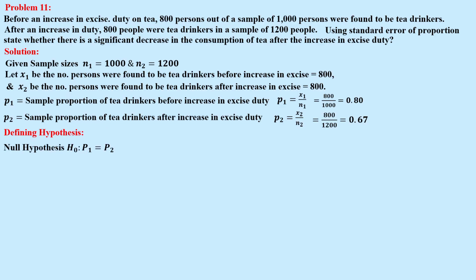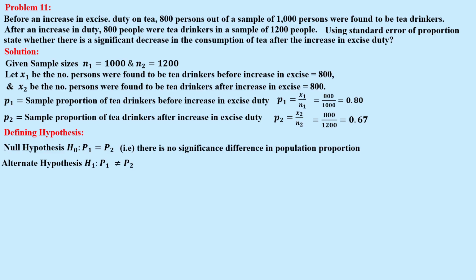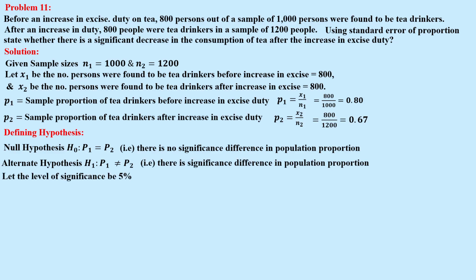So defining hypothesis, null hypothesis, there is no significant difference between before increase and after increase of excise duty. So tea drinkers are always the same, there is no significant difference. Then H1 is, there is a difference between before increase and after increase, right? So level of significance be 5%, right?